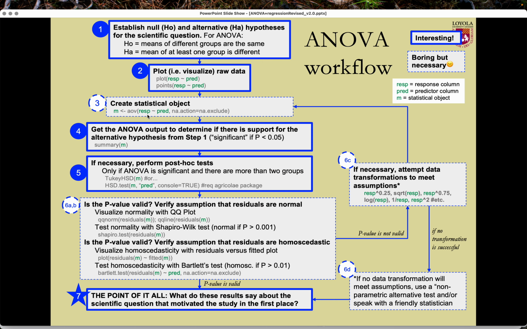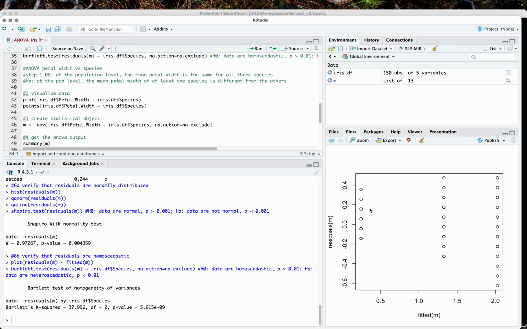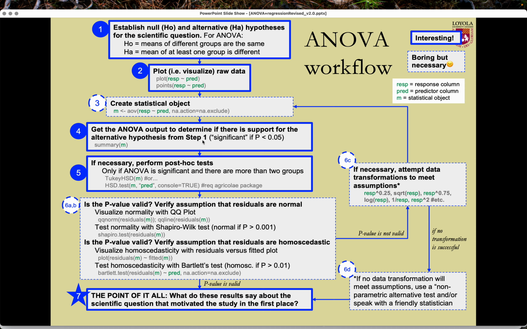So this is really helpful. The p-value is not valid, so we have to go here and do one of these transformations. And log's a nice one. Let's try a log. So you put that right in where you create the statistical object.